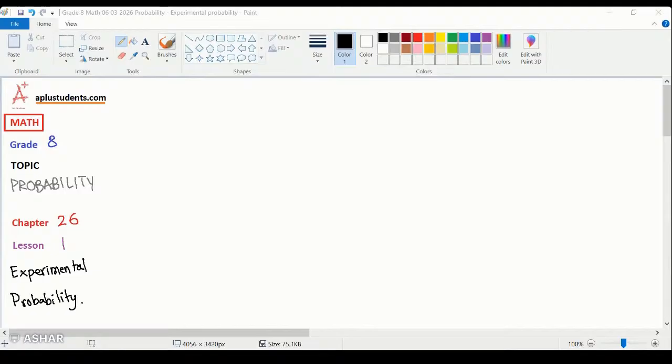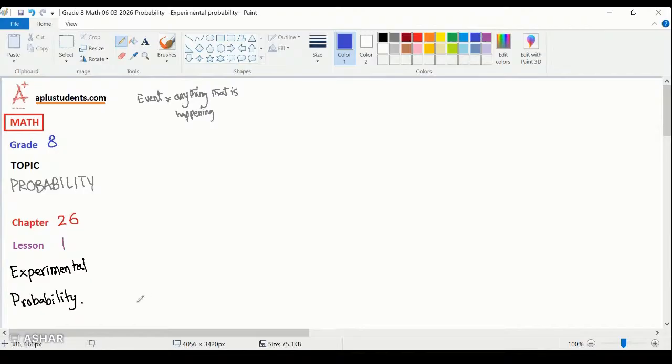Okay, how do we find the probability? Any event is anything that is happening around us. Anything that happens is called an event.